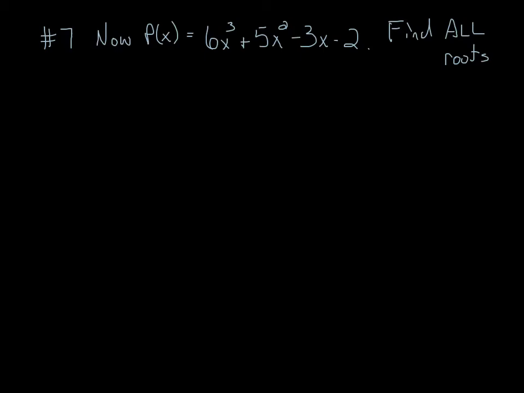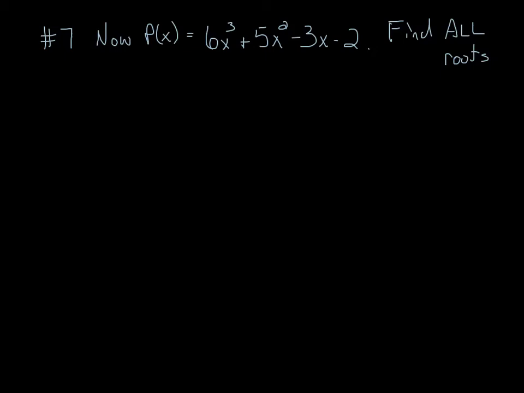Okay, so here's our last example. It says p of x equals 6x cubed plus 5x squared minus 3x minus 2. And your instructions are to find all the roots. And I made this one a little bit trickier because I didn't give you any of the roots to begin with. Last problem I gave you some of the roots. This problem I haven't given you any.